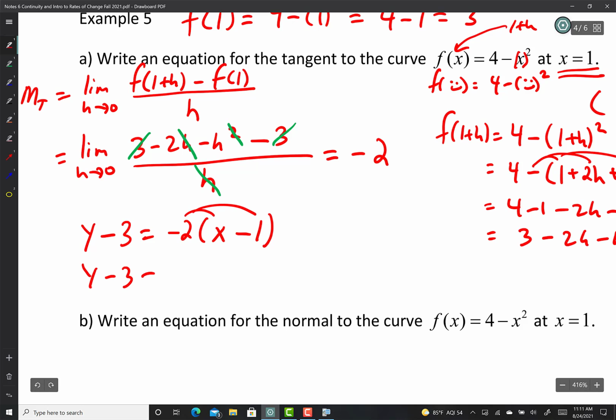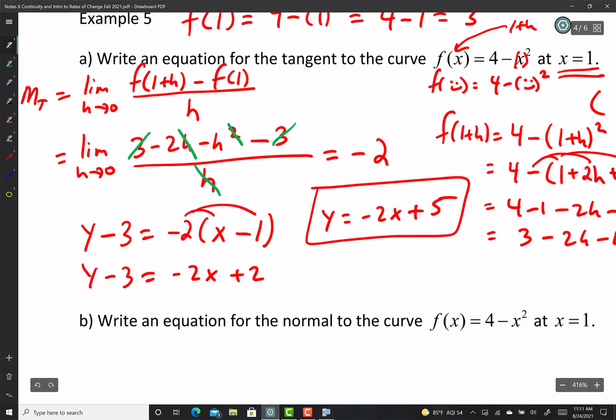y minus 3 equals negative 2x plus 2. Move the 3 to the other side. y equals negative 2x plus 5. Did I do that right? That is a tangent line. And I know I said this was the last one, but one more, guys. It's an easy one. It won't last this long.